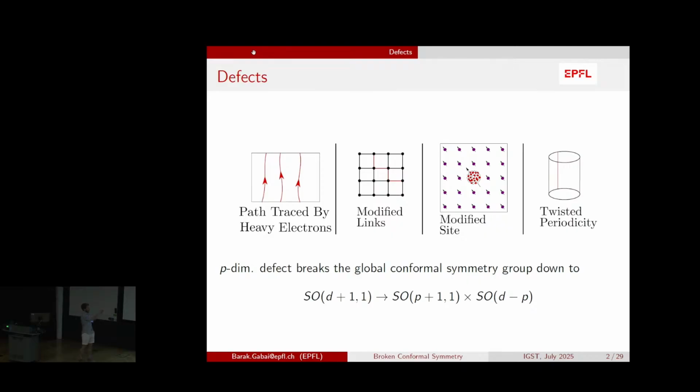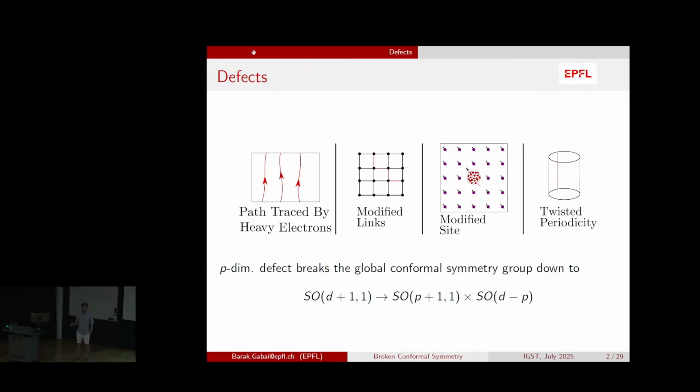I don't think I need to convince people in this room that defects are important to study. They are ubiquitous in physics. They appear across many physical systems. The examples people care about most in this room are the Mendelssohn line and also Wilson lines in ABJM. But in most rooms, probably the impurity example is the most familiar one. Anyway, a p-dimensional defect breaks the conformal symmetry group when the defect is flat.